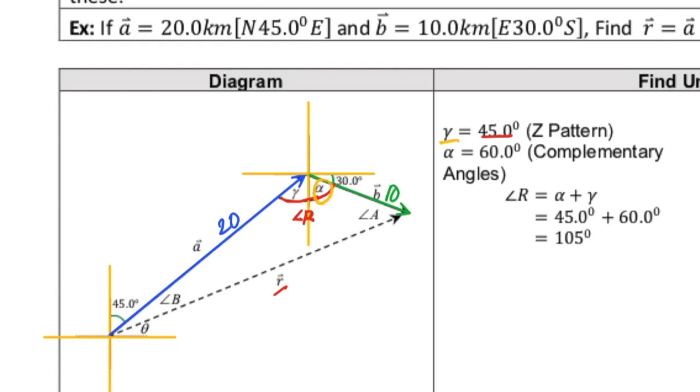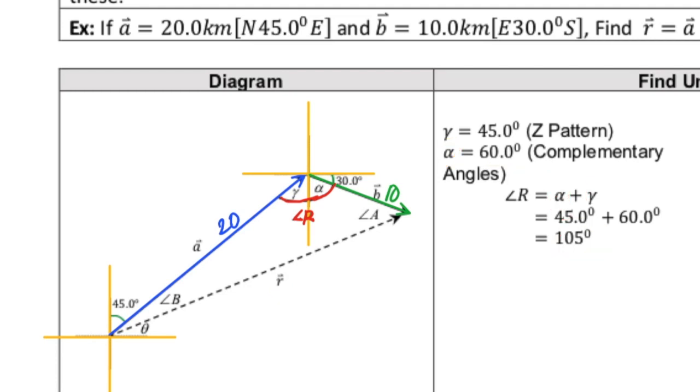Next, let's focus on this angle alpha. Alpha is going to be 60 degrees. And the reason why it's going to be 60 degrees is because of complementary angles. Remember, this whole angle here is 90 degrees. So going from east to south, that total is 90 degrees. This part is 30. Therefore, the remainder, which is alpha, is going to be 60 degrees. Then finally, to find angle R, that's just going to be the sum of alpha plus gamma, which is 105 degrees.